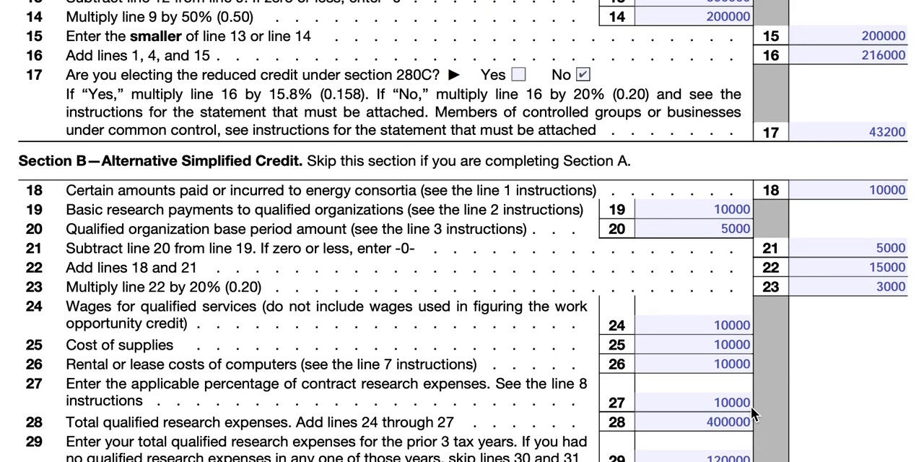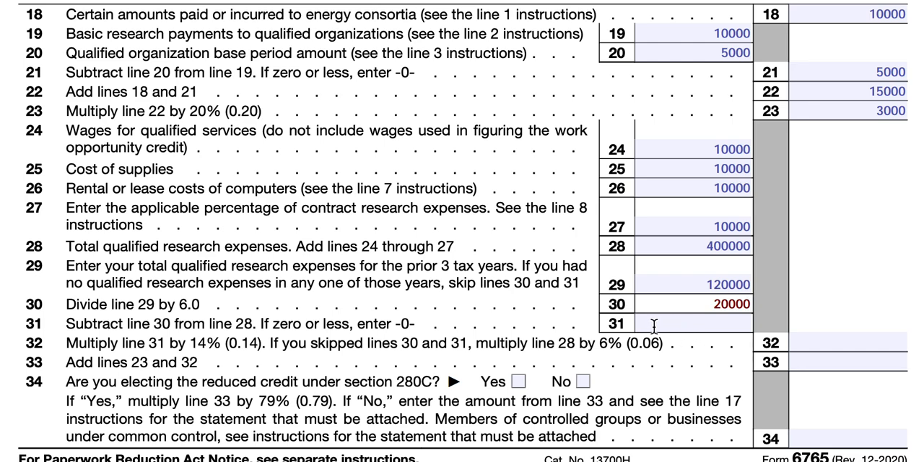Now, subtracting line 30 from line 28. So we got 20,000 and 400,000. So we're going to end up with $380,000, for which you're going to multiply line 31 by 14%. And that gives us 53,200.